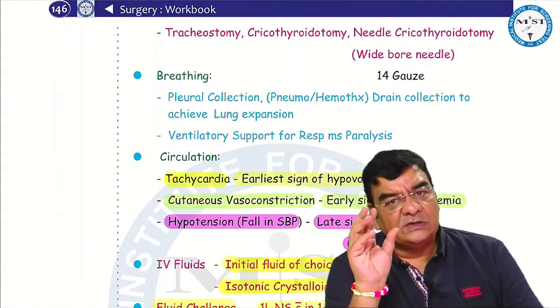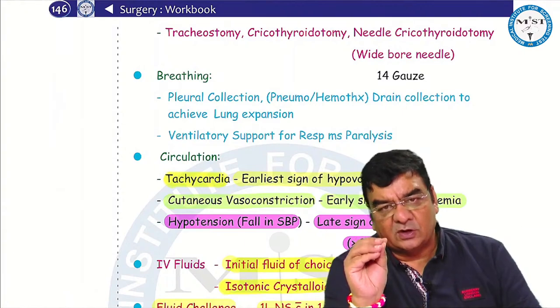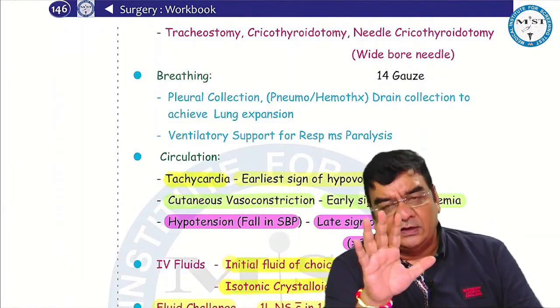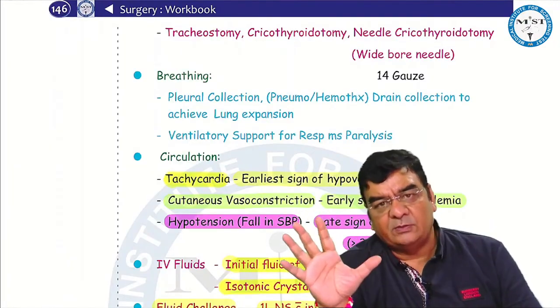So remember, if only a single lung is under pressure, the patient is not dying, you can put the tube. But if both the lungs are under pressure, the patient is dying, first put the needle and decompress, and then put the tube.